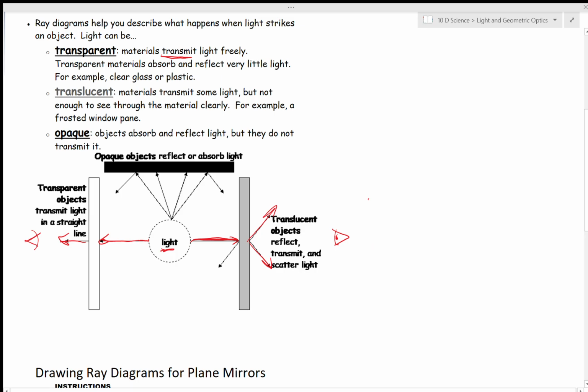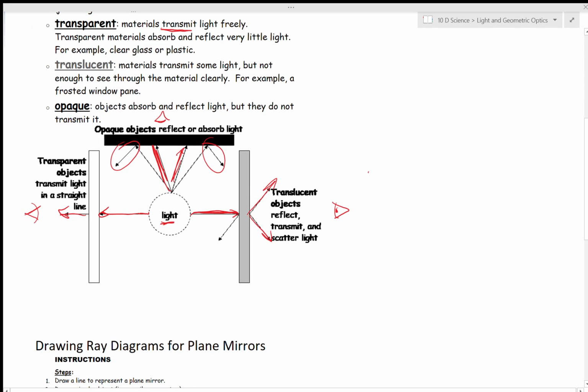And then of course opaque objects, if you're the observer on this side and you're looking just to see what's going on from this source of light, you're not going to be able to see anything. Opaque objects reflect or absorb light. So sometimes they'll just absorb, as you can see from these two rays right here, and then of course this ray here and this ray here represent reflection, so light bouncing off of that object. Of course, you're on the other side, you're not going to get any light from there.